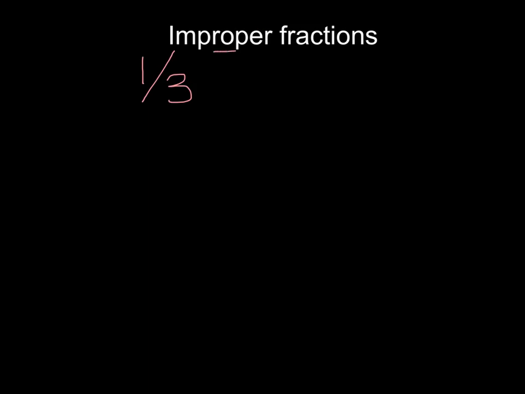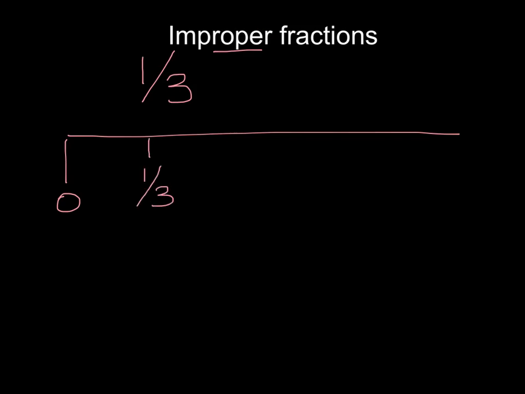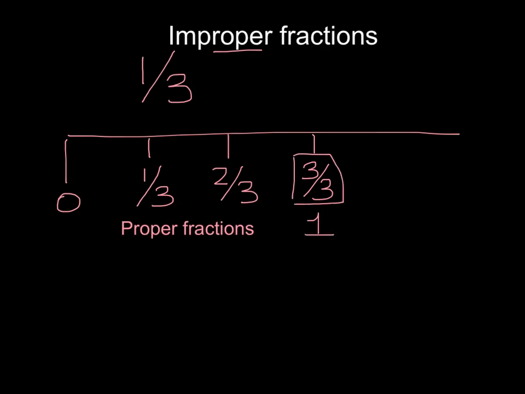So a proper fraction is something like 1/3. Let me give you an example. Let's draw a number line, and let's use the 1/3 to break this number line down. So my first tick mark, I'm going to break it into 3 parts: 1/3, 2/3, and of course here's my giant one, which is 3/3, which is also called a 1. So these guys right here are called proper fractions.